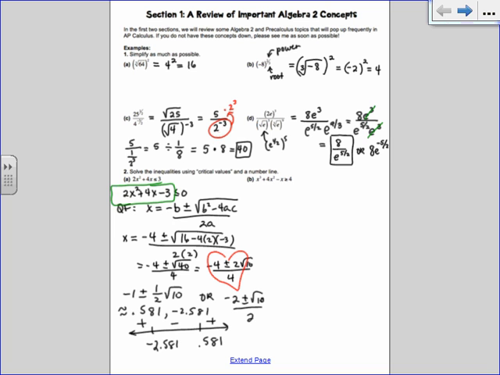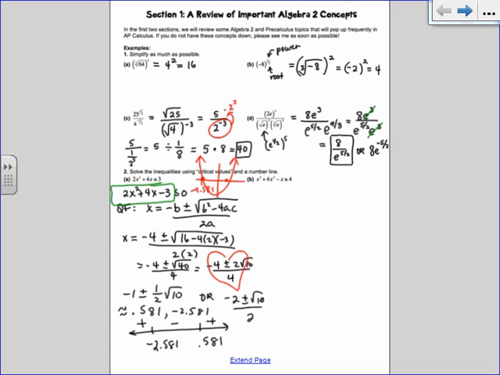And does this parabola open upwards or downwards? It opens upwards. All right, so it opens upwards. And what we just found were the zeros of the parabola. We just found that it crossed at negative 2 point something over here, negative 2.581, and positive 0.581.